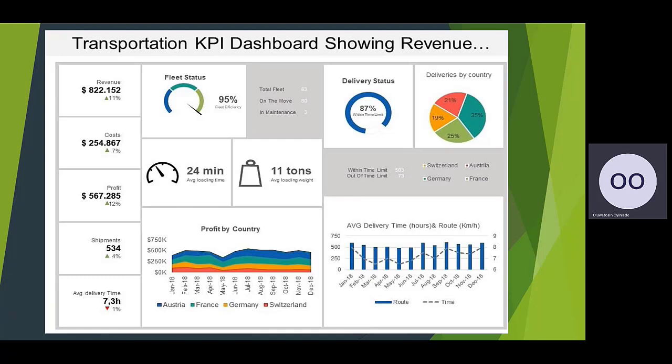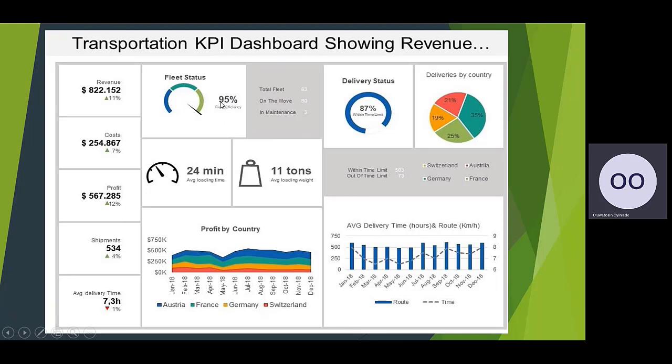So now we can see this is total revenue generated. You can come up with a simple dashboard like this. Every transportation business has to make revenue. So you can look at the total revenue generated. You want to compare with the previous month to say, oh, it's 11% higher than the previous month. Good. It's 822,152. Then the cost, 254,867. The profit, the shipment, the average delivery time. You can see that all of these KPIs were discussed earlier on this dashboard.